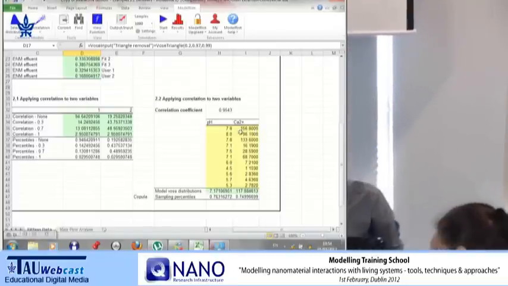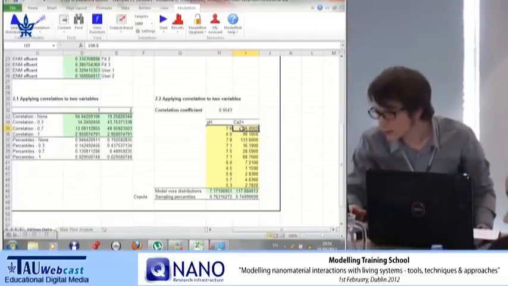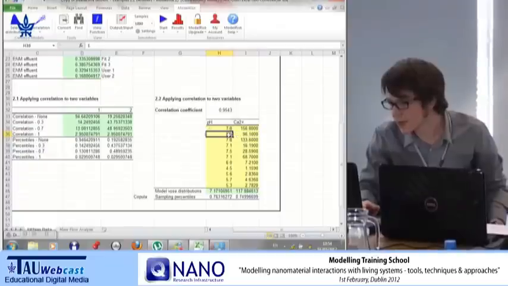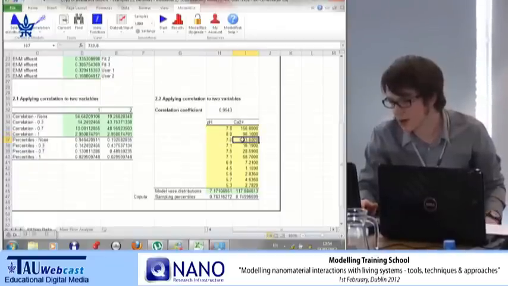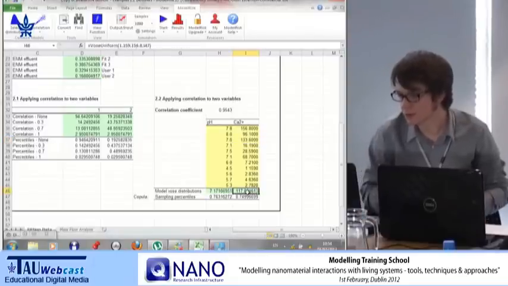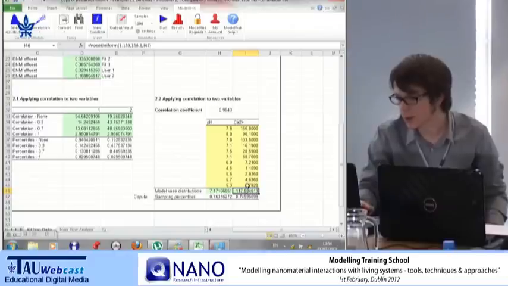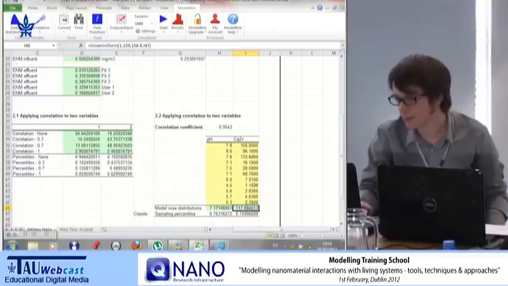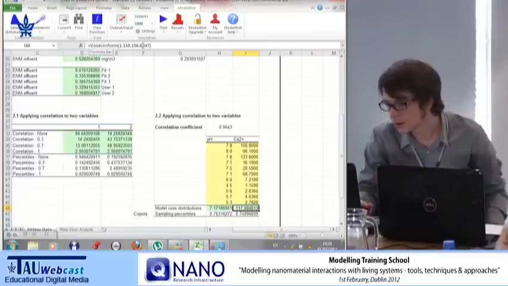In this case, we have, again, some very sparse data about pH and calcium concentrations. And I've applied two distributions to this. Very simply here, I have applied a uniform distribution to this. I took the minimum and maximum in this case.